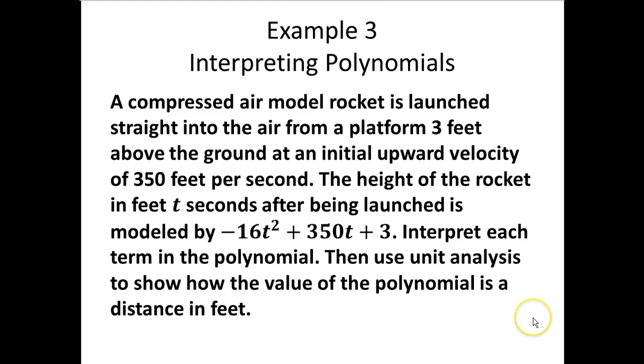So let's suppose that I have an air model rocket, a compressed air model rocket, and it's launched straight into the air from a platform 3 feet above the ground at an initial upward velocity of 350 feet per second. The height of this rocket in feet, t seconds after it's been launched, is modeled by this polynomial here.